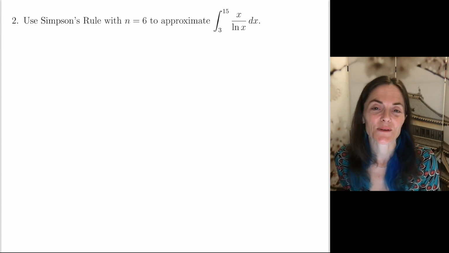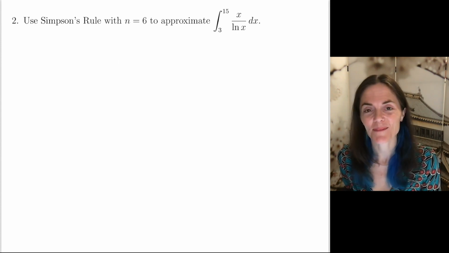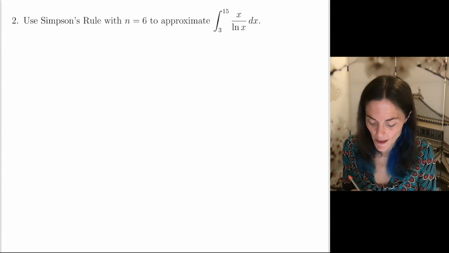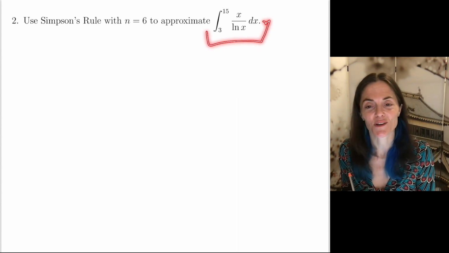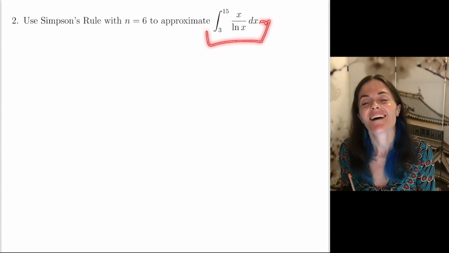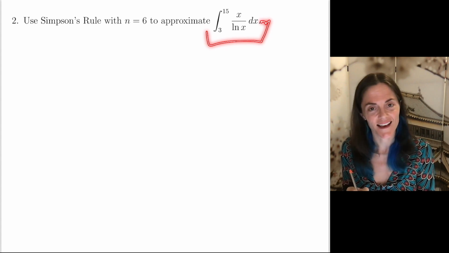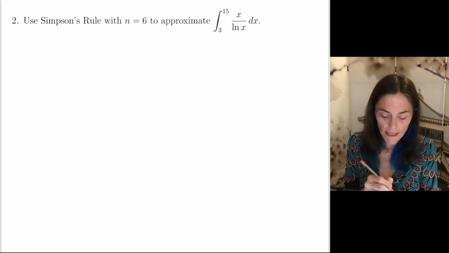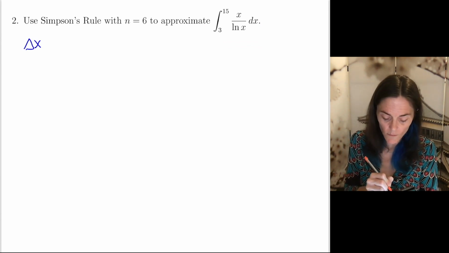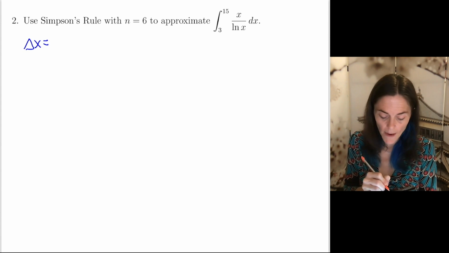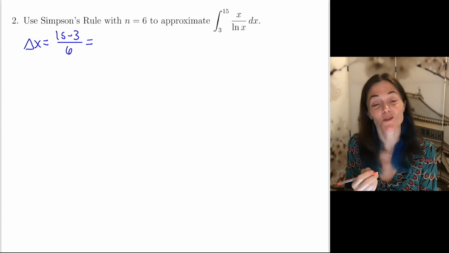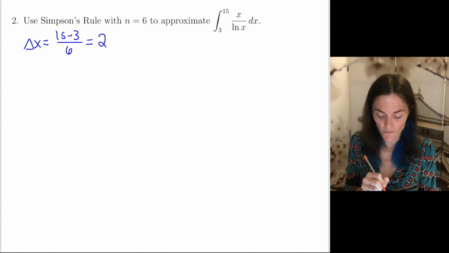Now we move on to two numerical integration problems. The first one is Simpson's rule with n equals 6, and we want to approximate this definite integral, the integral from 3 to 15 of x over ln x dx. So the steps here, the first thing we do is we calculate delta x, which is always b minus a divided by n. And here, this is 12 over 6, which is 2.